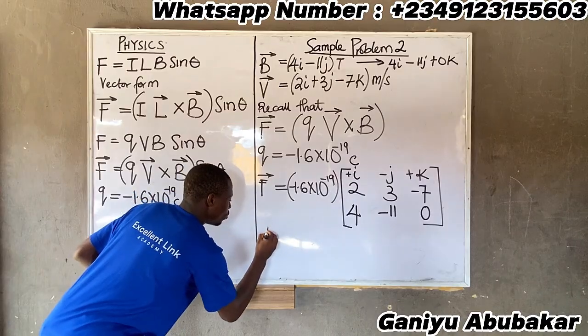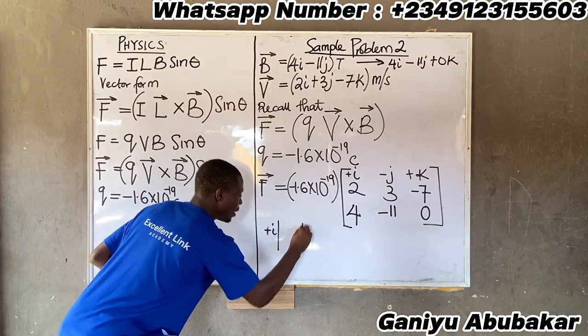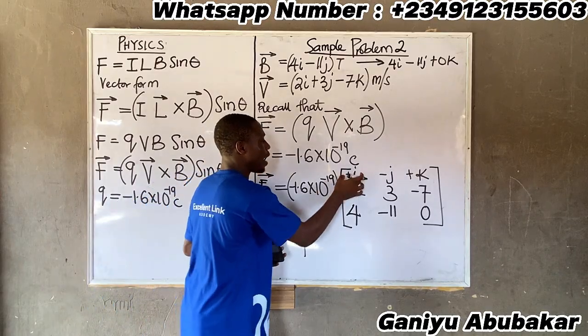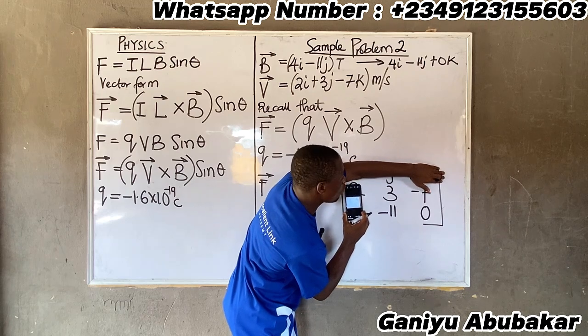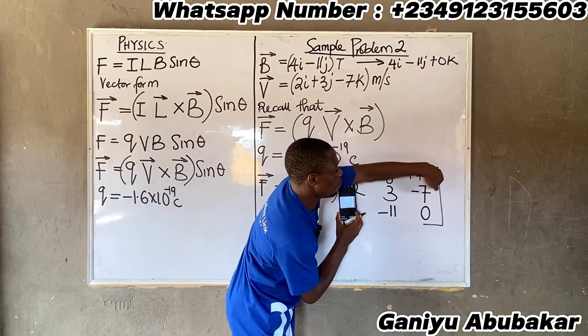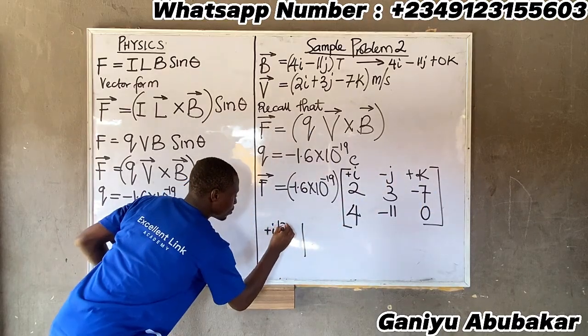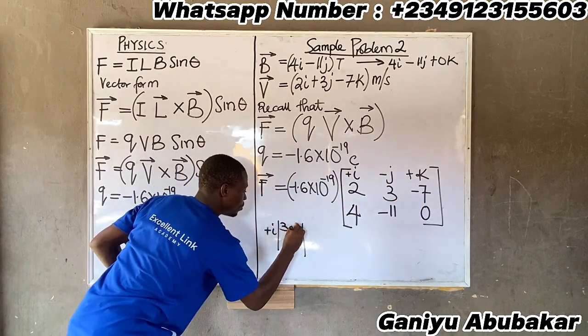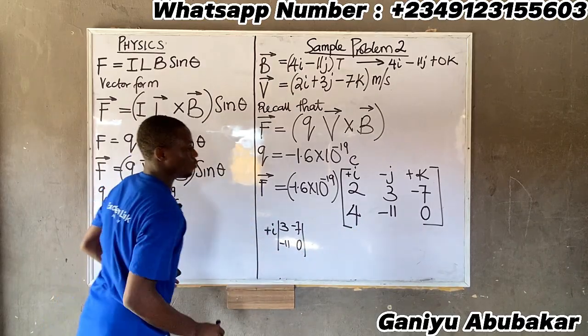I'll have plus I, of course, my determinant this way. If I take a plus I, it means I'll cover the row and column of I. What do I have left? I have 3, minus 7, minus 11 and 0. So I'll have 3, minus 7, minus 11 and 0. That's plus of I.